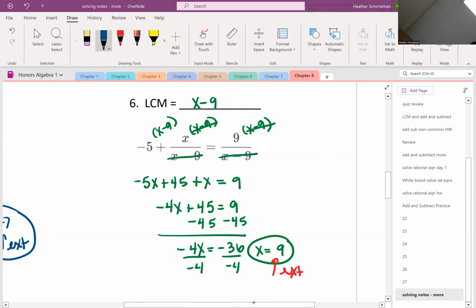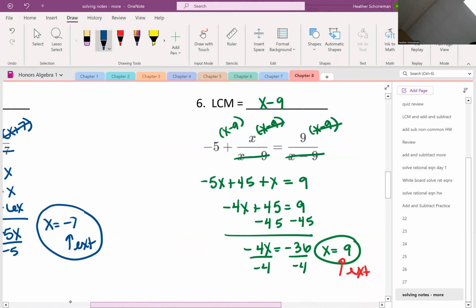Okay, number 6, you're multiplying everything by x minus 9. So in the first one, nothing cancels, so we have to distribute the -5. The next one, the x minus 9 cancels, and same with the last. It's a linear equation, so I combine like terms, put all the x's on one side and the numbers on the other, and then solve. And when I solve, I get 9. But if I plug 9 into the denominator, 9 minus 9 is 0, and I can't divide by 0, so that makes the 9 an extraneous solution.